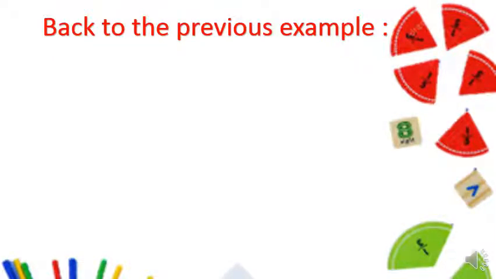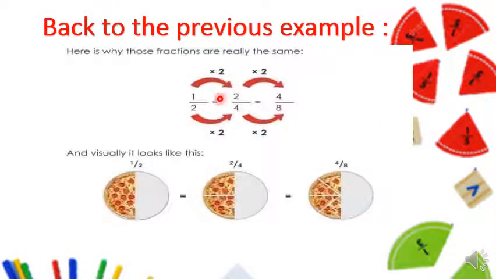Now back to the previous example about the pizzas. We said that we have three equal fractions. How to get these fractions? Look, half: if you multiply the numerator and the denominator by the same number, which is 2, you will get 1 times 2, which is 2, and 2 times 2, which is 4. Similarly, if you multiply this fraction's numerator and denominator by 2, you will get the third fraction, which is 4 over 8.